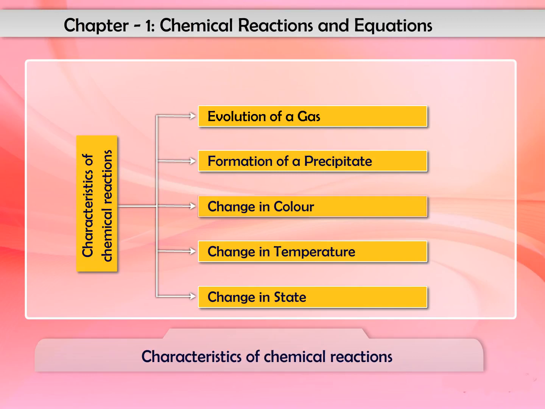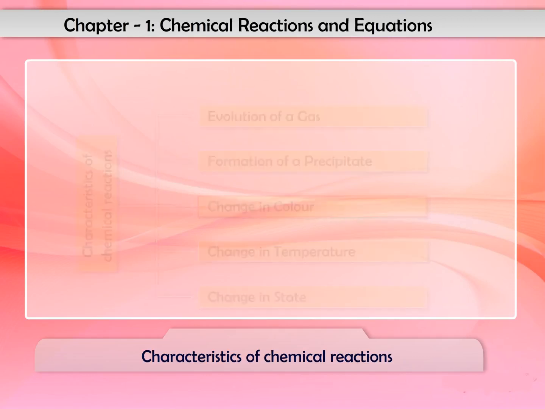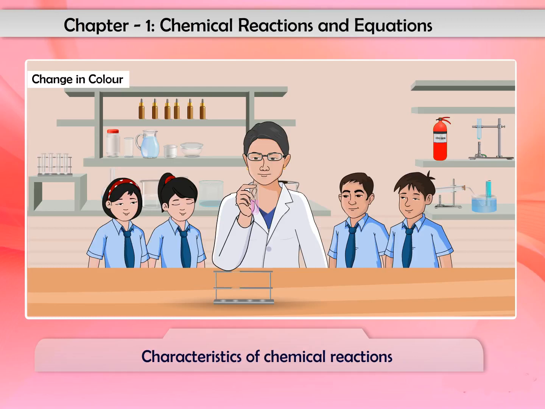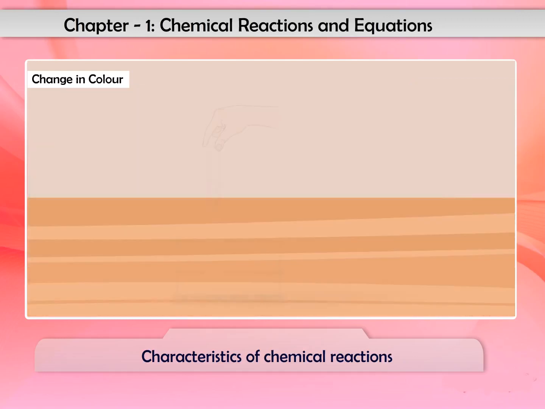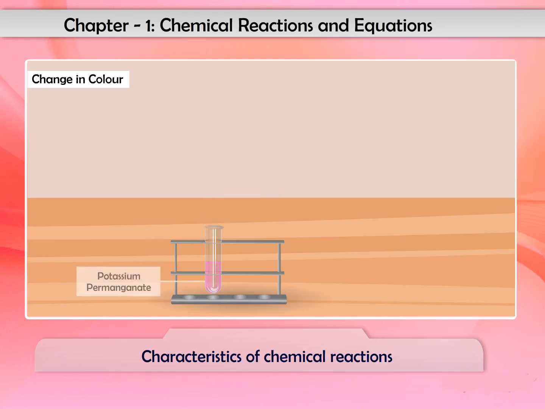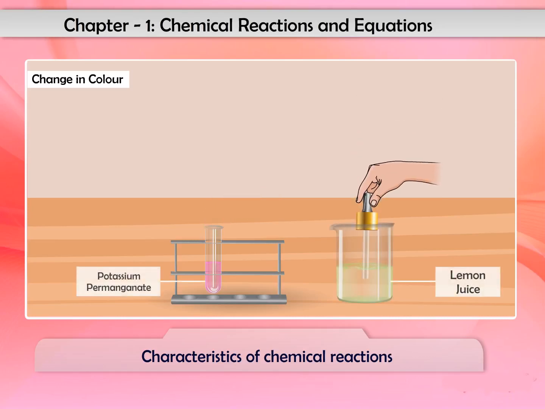Now we will discuss the third characteristic, that is change in color. Let us understand this with a few examples. 1. When citric acid reacts with potassium permanganate solution, the purple color of potassium permanganate solution becomes colorless.